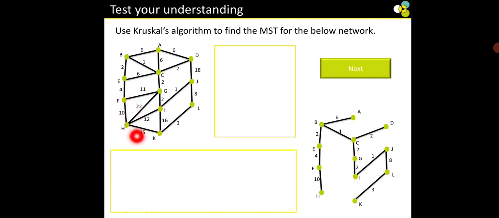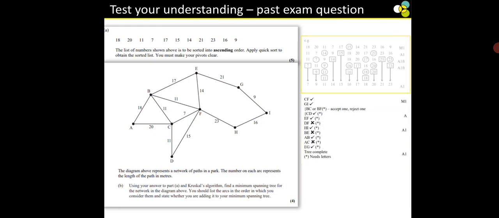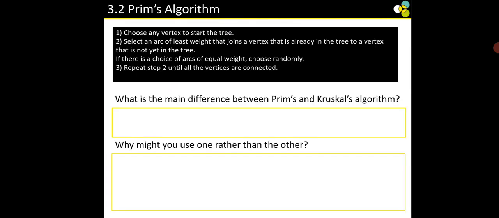F to H here. Then I think all the vertices are connected to each other, right? All the vertices are connected to each other. First of all, we are just creating a minimum spanning tree, right? Without any cycle, by using the least edges, it just created the minimum spanning tree. So it is a good one. So this is another example for creating the minimum spanning tree.